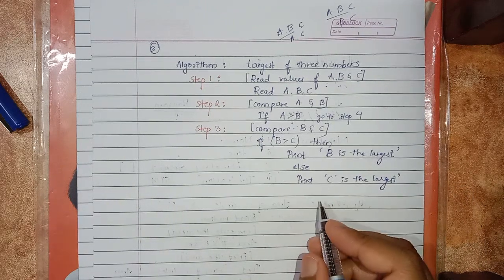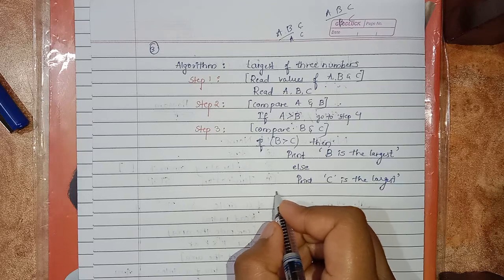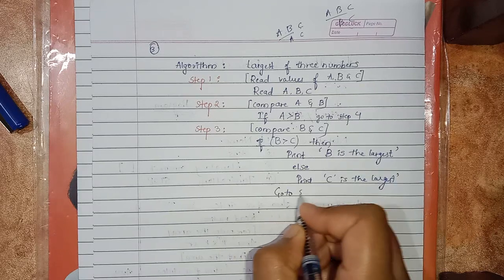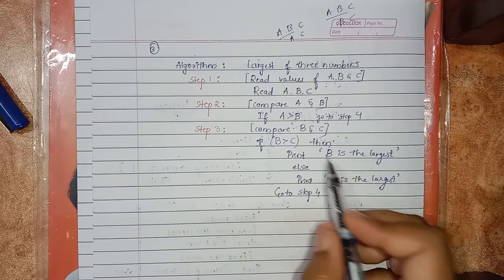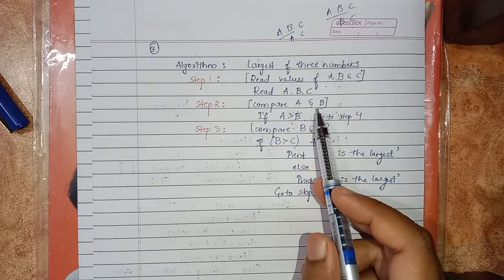Okay, so after that directly you will go to step 5, because step 5 is what? End of the program. Go to step 5. So among B and C these all things happened, but we don't know about the A still.